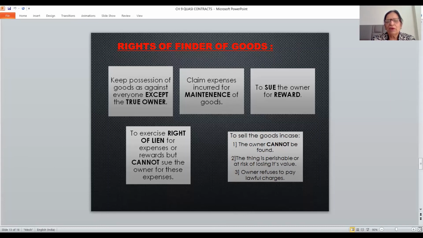And if the owner refuses to pay the lawful charges, the charges which have been incurred by the finder of goods, then also the finder of goods has the right to sell them. If the expenses incurred by the finder of goods amount to 2/3 of the value of goods found, then also the finder of goods has the right to sell those goods.